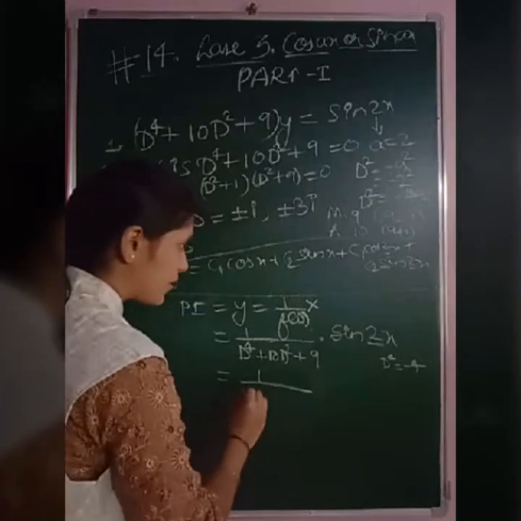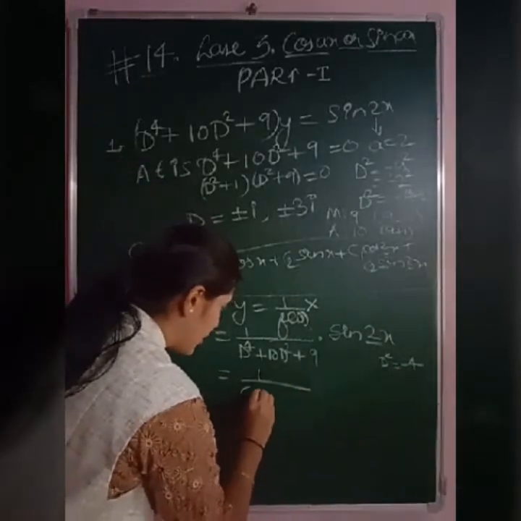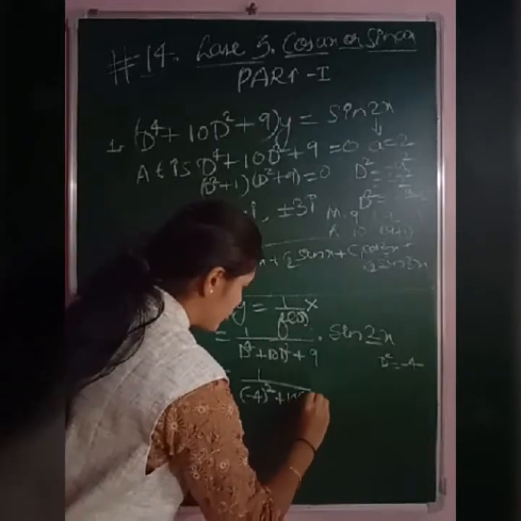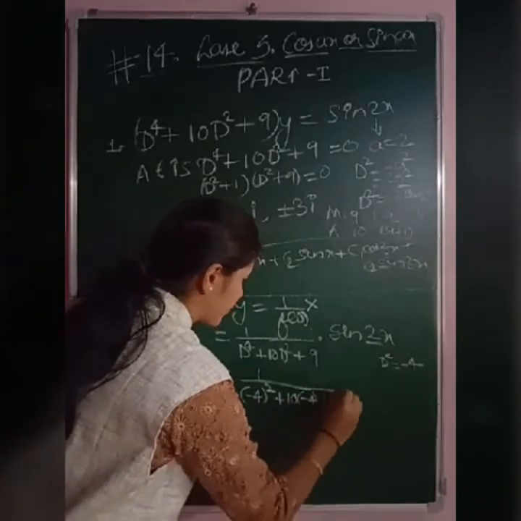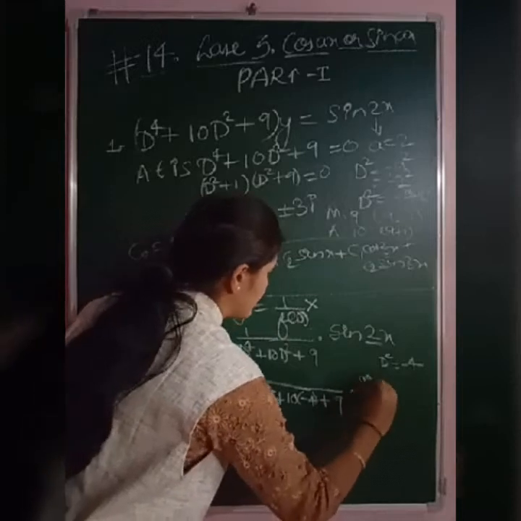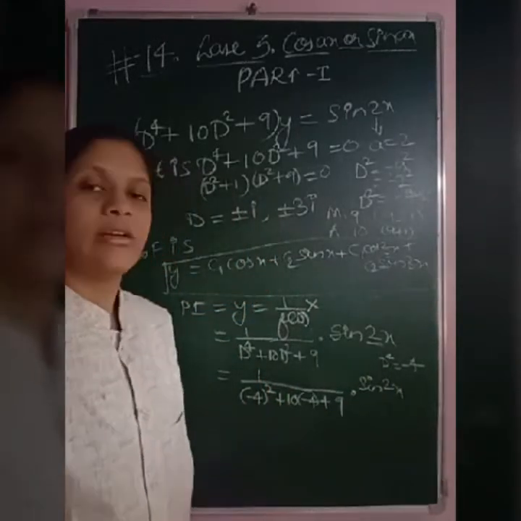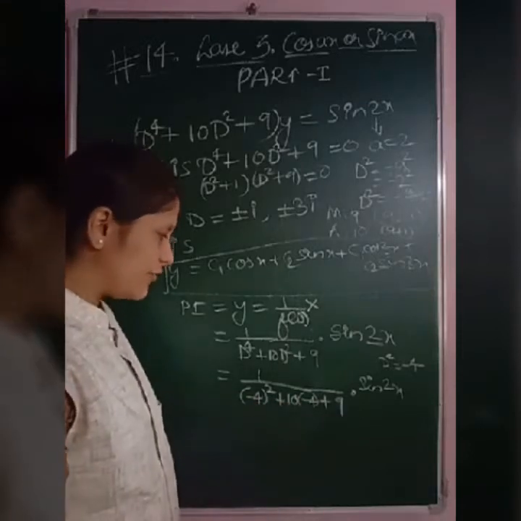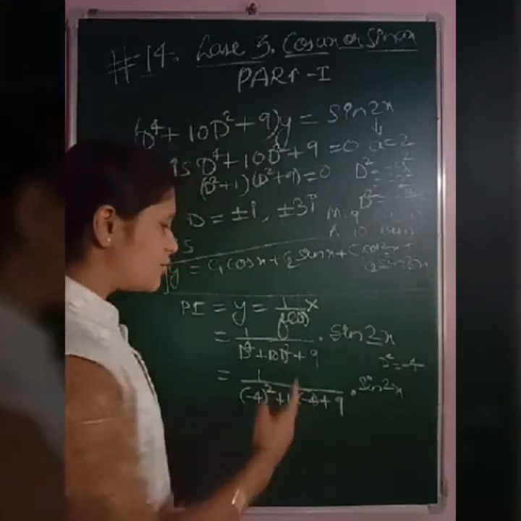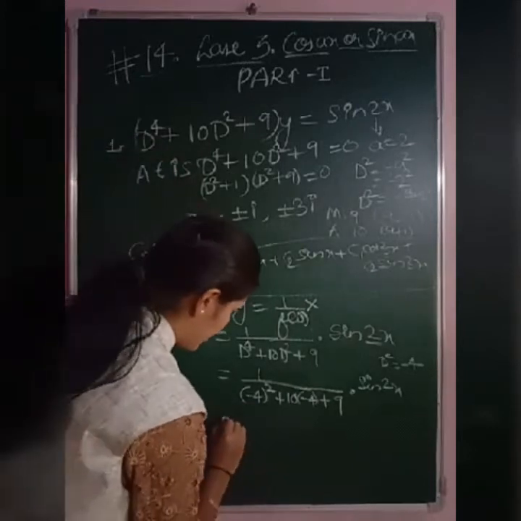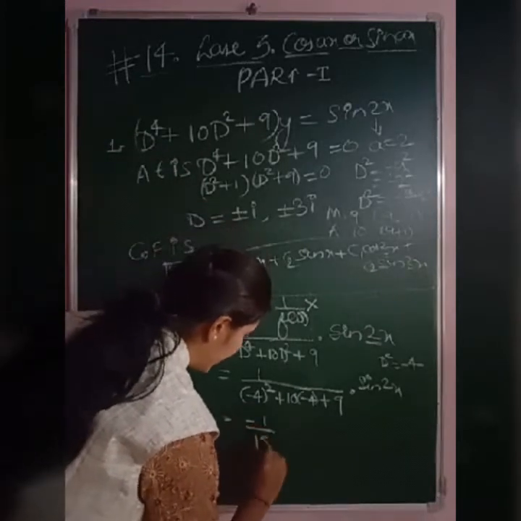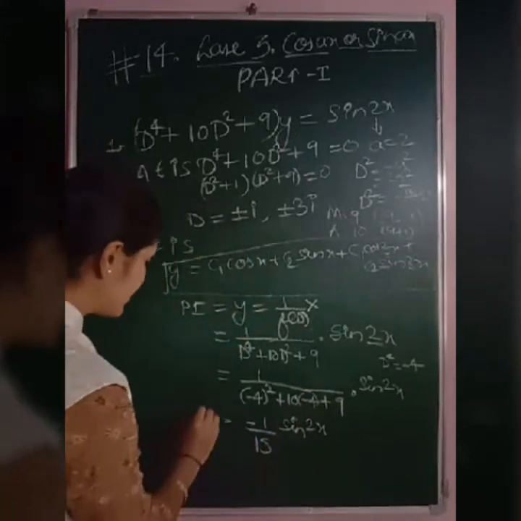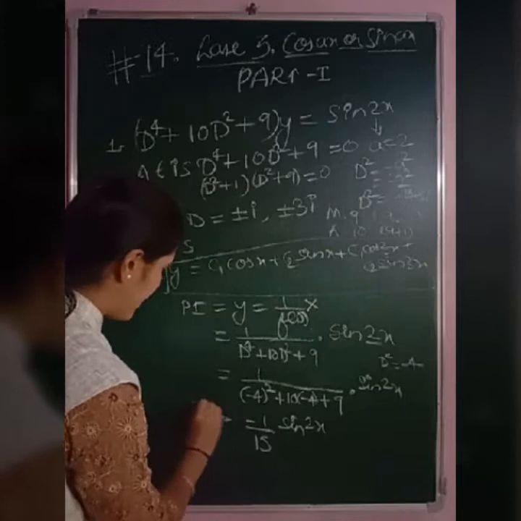Let us substitute the values. 1 upon, D square is minus 4, so D square squared, plus 10 times D square which is minus 4, plus 9, of sin 2x. Now 4 fours are 16, 16 plus 9 is 25, 25 minus 40 is minus 15. So we get minus 1 by 15 sin 2x. This is nothing but our PI.